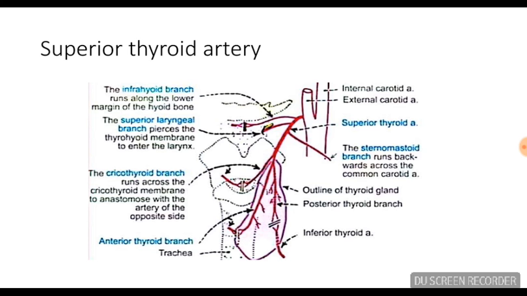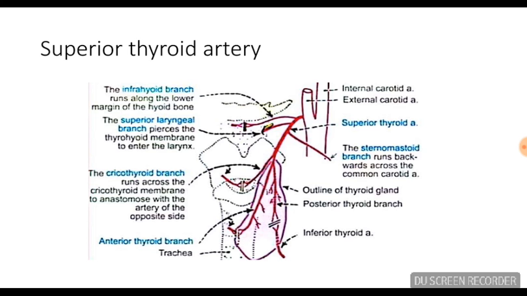Infrahyoid branch, it runs below the hyoid bone. Superior laryngeal branch, it pierces the thyrohyoid membrane and enters the larynx. Cricothyroid branch, it pierces the cricothyroid membrane and supplies the cricothyroid muscle. And the two other branches of the superior thyroid artery include the anterior thyroid branch and posterior thyroid branch.